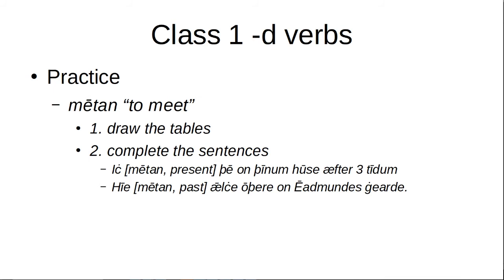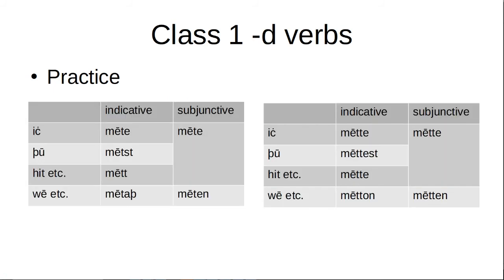So the correct forms are: ich mete, du metst, hit met, we metaf. Ich mete, du mete, hit mete, we meten. Ich mete, du metest, hit mete, we meton. Ich mete, du mete, hit mete, we meten.